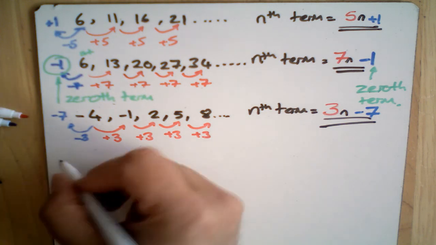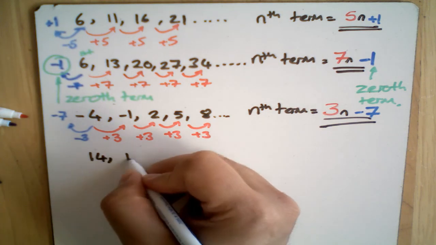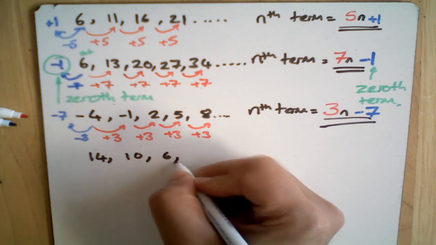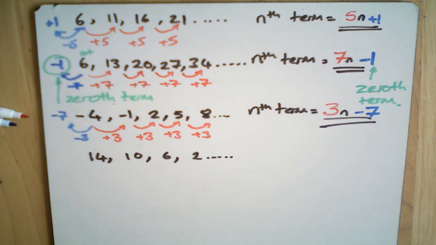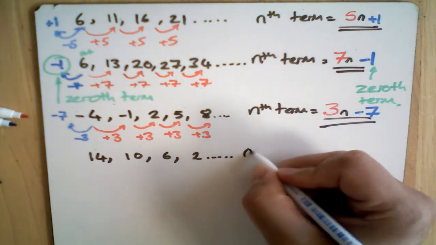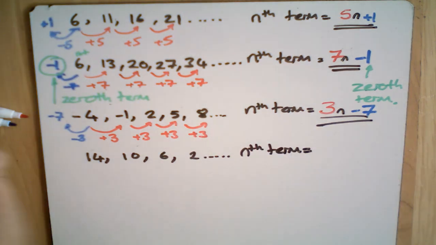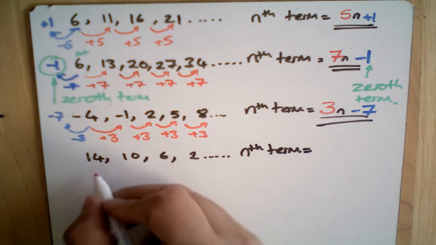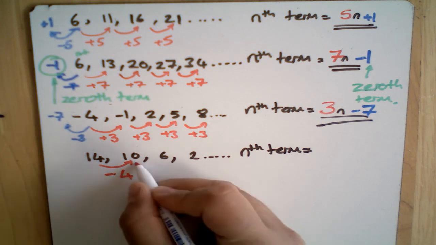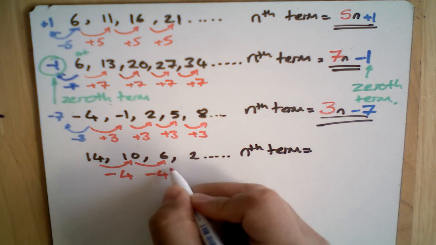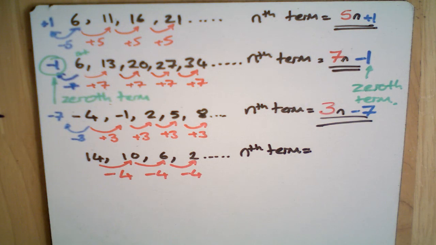Let's try something like this, where we're going to start with the 14. We'll go, why not, 10, 6, and 2, dot, dot, dot, dot, dot. So, again, if I'm looking to work out what the nth term is, we start at 14. This time we take away 4. We go from 10. If we take away 4, we'll get 6. If we start at 6 and take away 4, we'll get 2. So let's have a look for the nth term then.